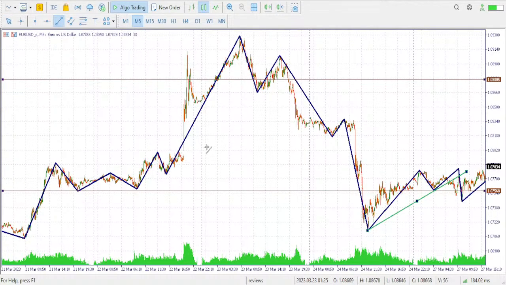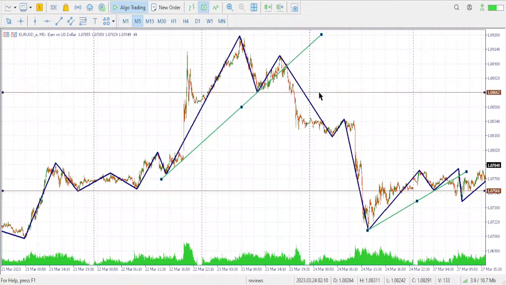The other example is this one. So this is a good one because we had a support here. We had a support, the price went up before it broke below it, then it continued downwards and then touched this level, the first one.